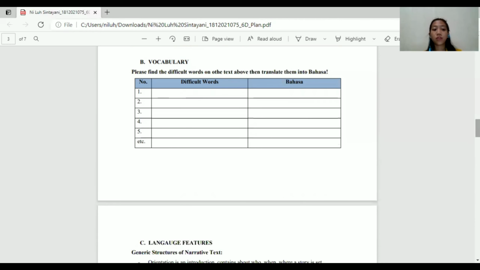And then about vocabulary. So in here, the students can add the difficult words based on the text. By providing these activities, students can find out what vocabulary they don't know.